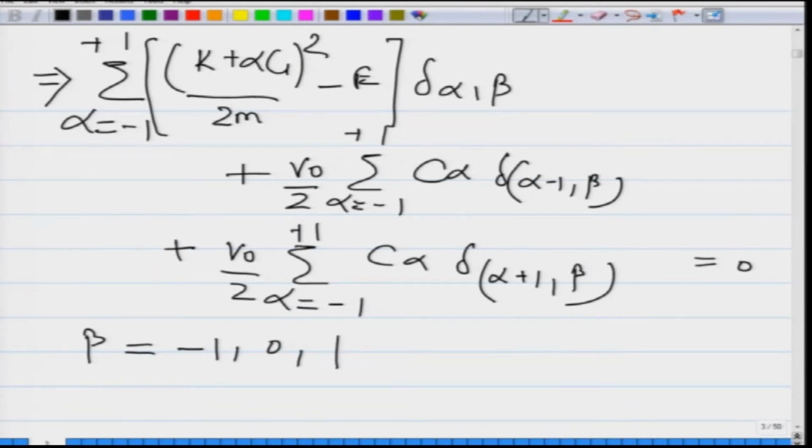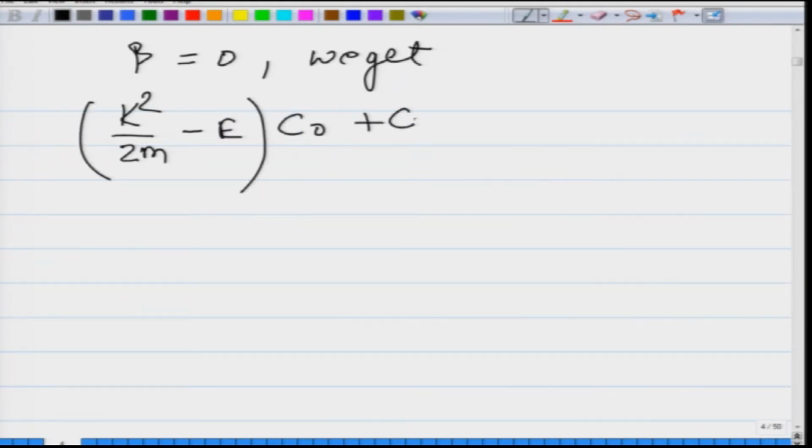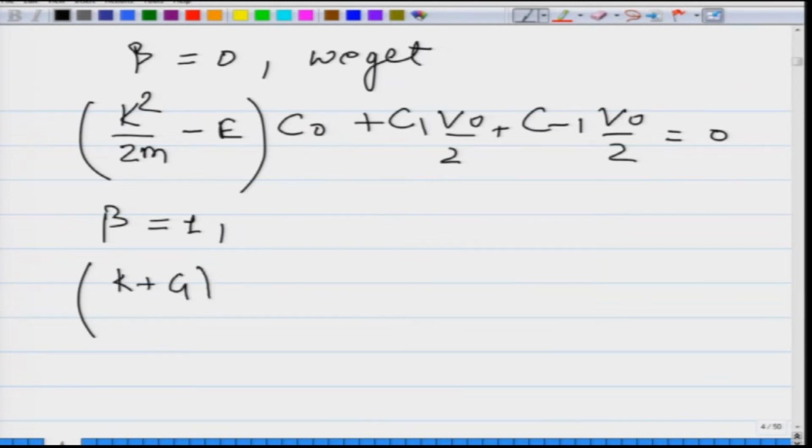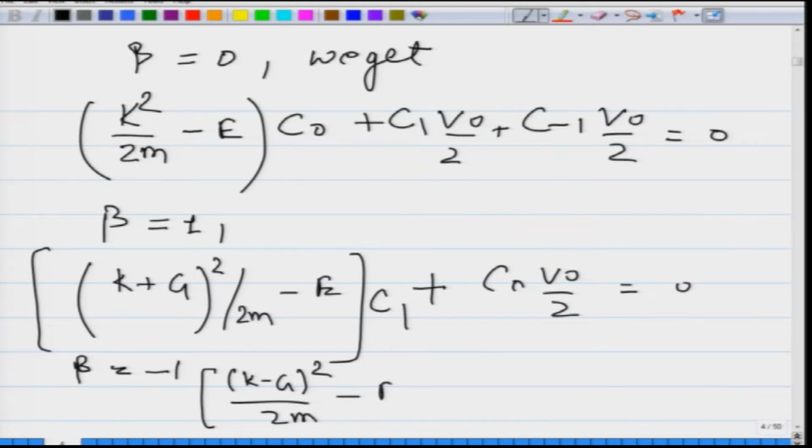Now, if we begin with beta equals 0, we get the first equation: k square by twice m minus E, c0, plus c1 V0 by 2 plus c minus 1 V0 by 2 equals 0. For beta equals 1, we have (k + G) whole square divided by twice m minus E, c1, plus c0 V0 by 2 equals 0. And for beta equals -1, we have (k - G) whole square by twice m minus E, c minus 1, plus c0 V0 by 2 equals 0.